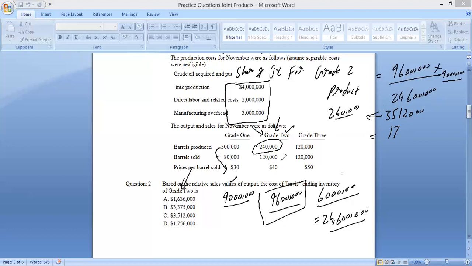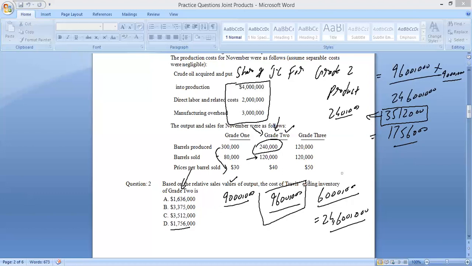So this is the total share of cost for 240,000 units. But you notice that half of the quantity is sold and the remaining half will go to inventory. So we just need to take half of this to get our answer: 1,756,000.